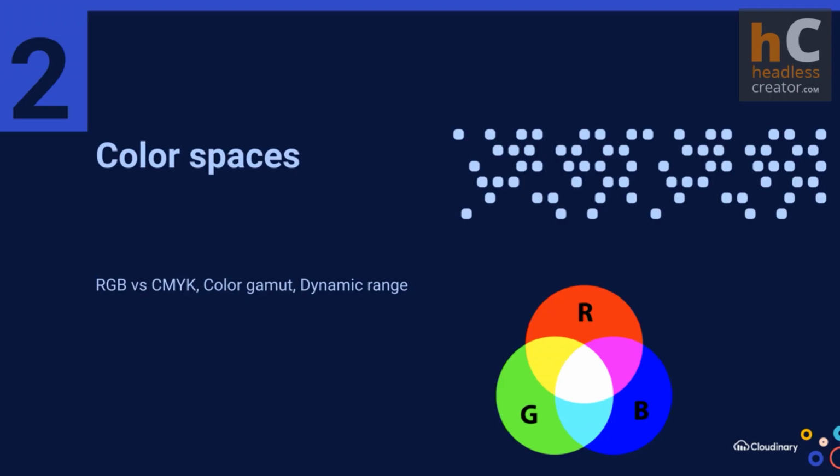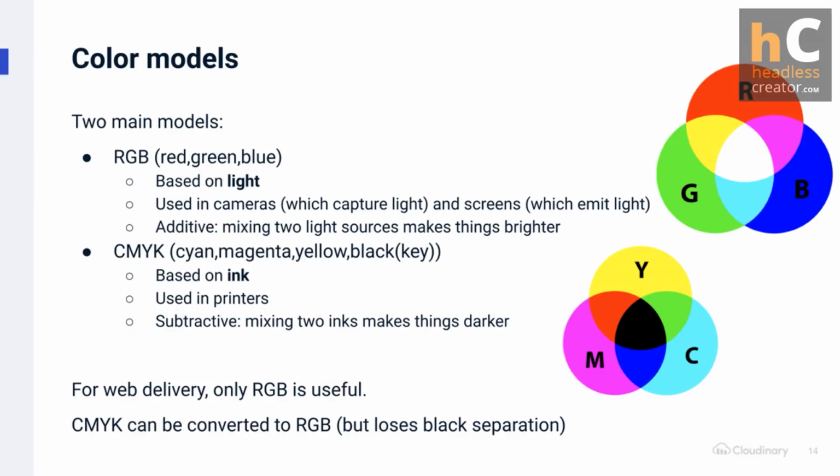So that brings me to the second part, which is about color spaces. So basically, what is a pixel made of? And there are two main models. One is called RGB, for red, green, blue, and it's based on the way light works. And the other is CMYK, which is cyan, magenta, yellow, and black. And this is based on the way ink works. So one is based on light, and this is what is used in cameras and in screens, which are based on light. The other is based on ink, and it's used in printers.